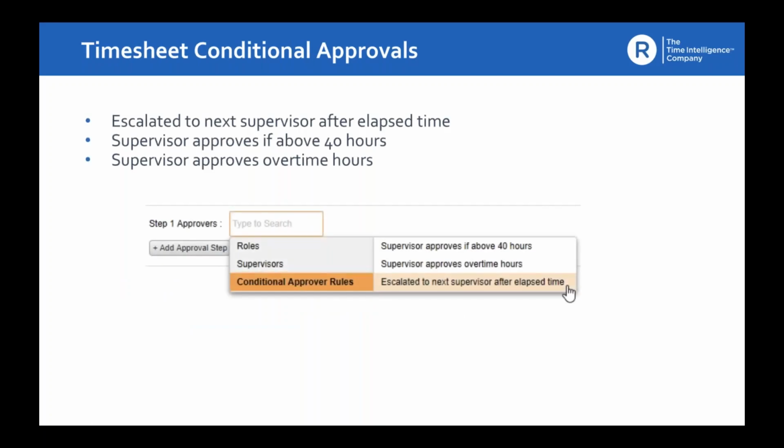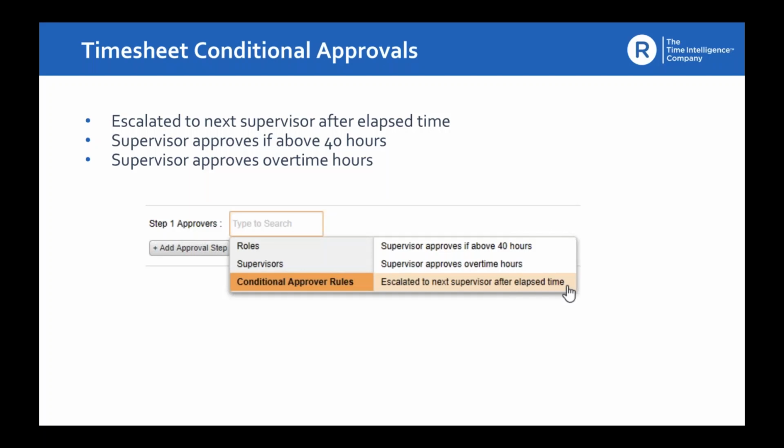We have also introduced the timesheet conditional approvals, and this ties back to the goal of time intelligence, really. We've launched the timesheet conditional approval rules and introduced 3 default rules to help you get started. The first one being the ability to escalate it to the next supervisor after specific elapsed time. It is also known as time-triggered approval, and you can enter what that elapsed time is and the number of hierarchy levels that you would like to escalate that to.